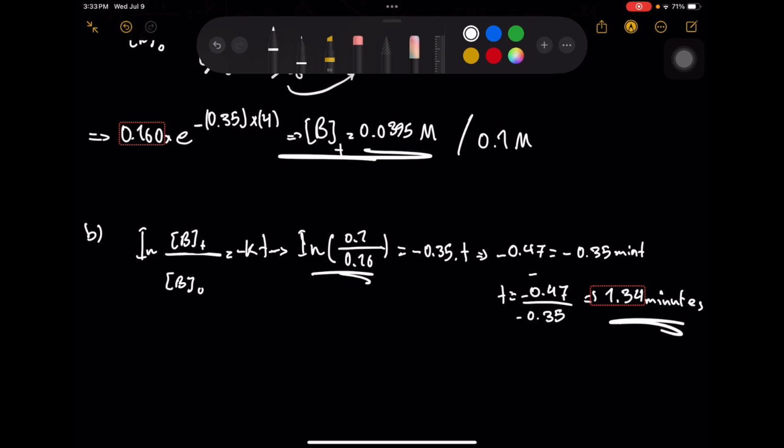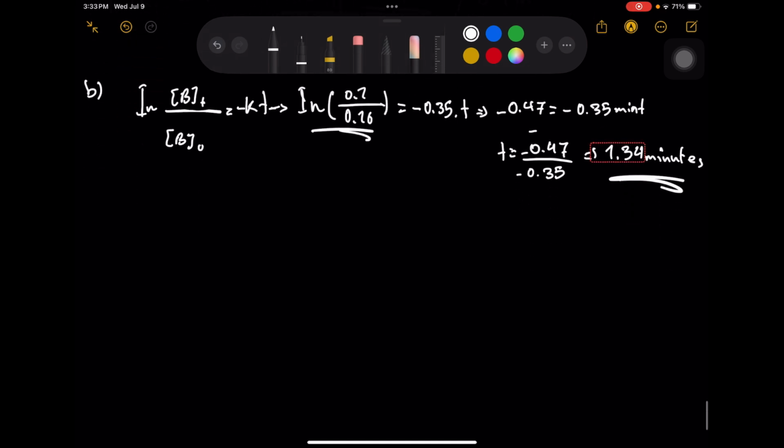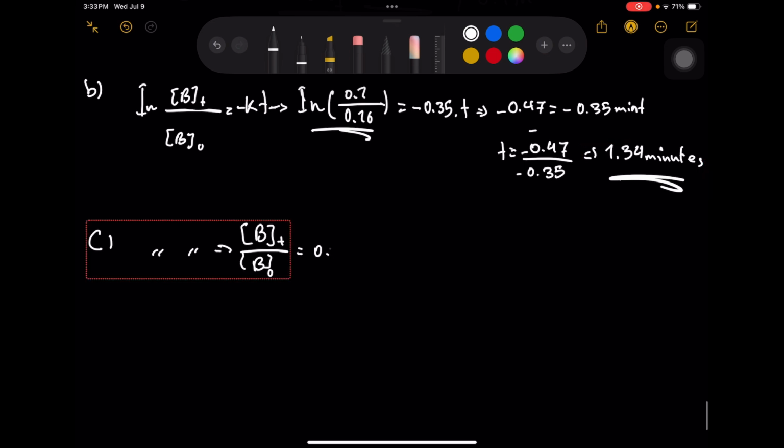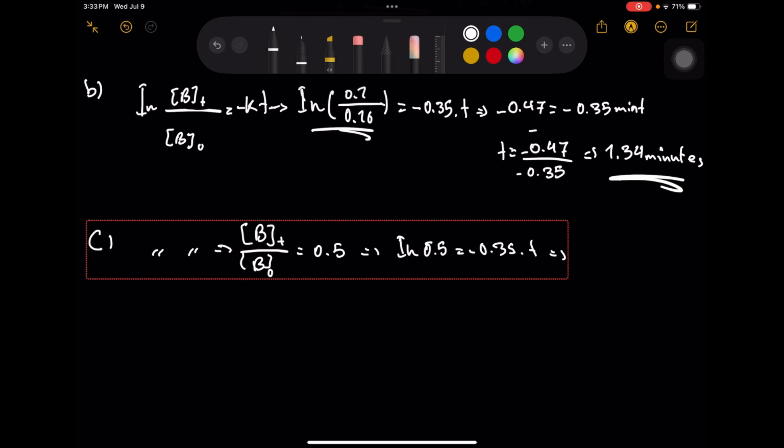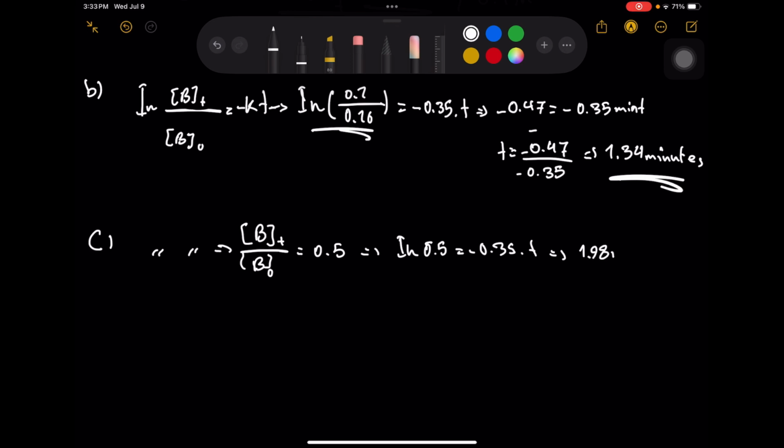And for part C, it says find the time required for half of B to decompose. Again, same formula. But the difference is Bt over B0 should be half. So ln of half should be negative 0.35 t. And if you calculate it, it would be 1.98 minutes.